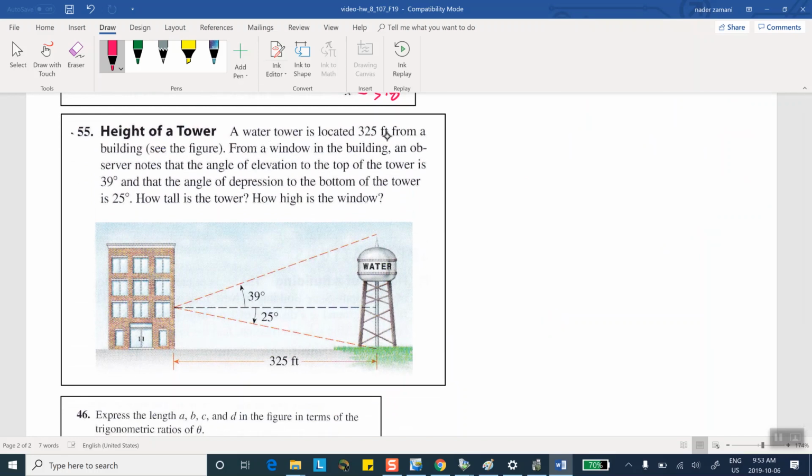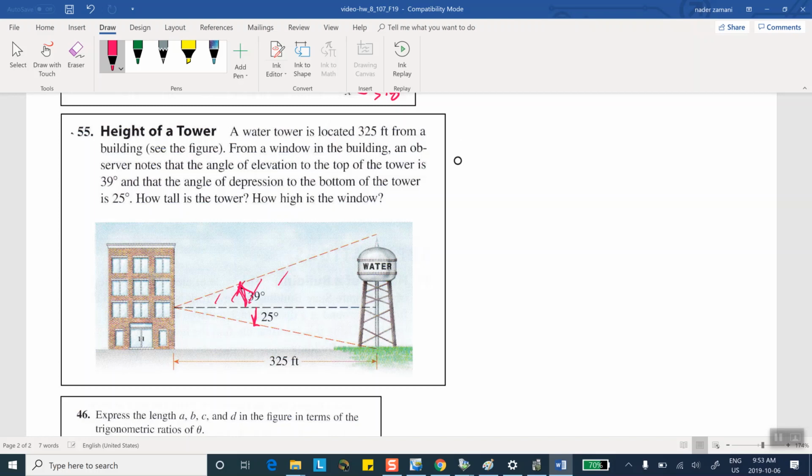A water tower is located 325 feet away, okay? An observer knows that the angle of elevation to the top of the tower is 39. So the angle of elevation is from the line of sight. This is the line of sight, and this is the angle of depression, 25 degrees. What you want to know is how tall is the tower?